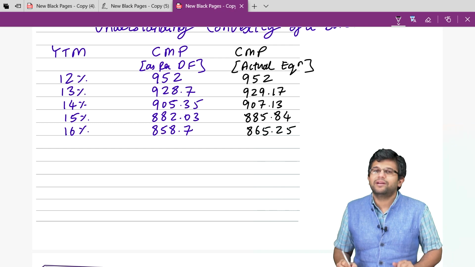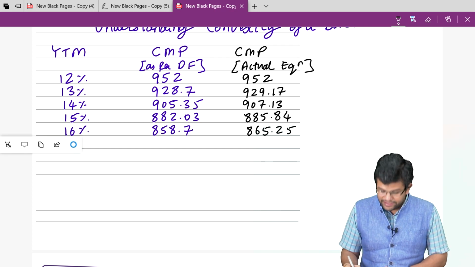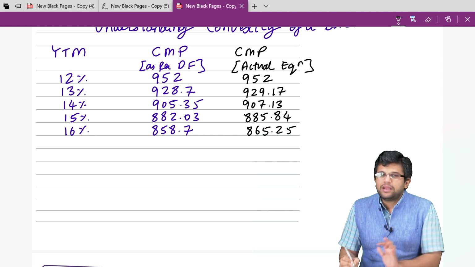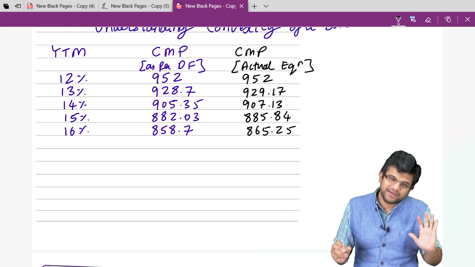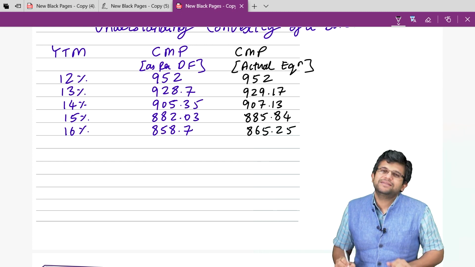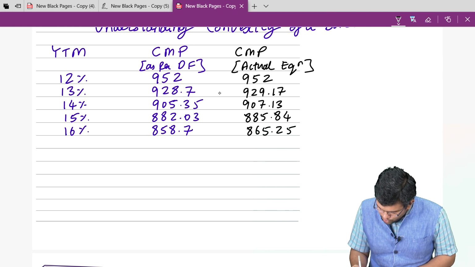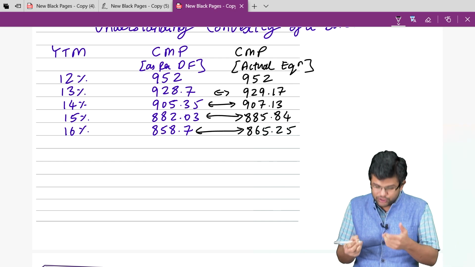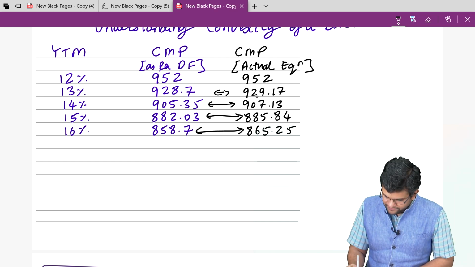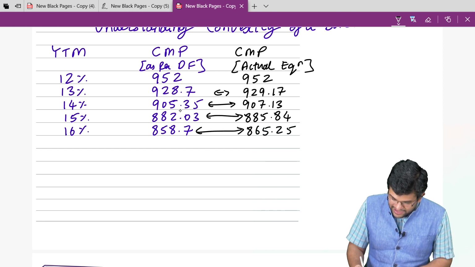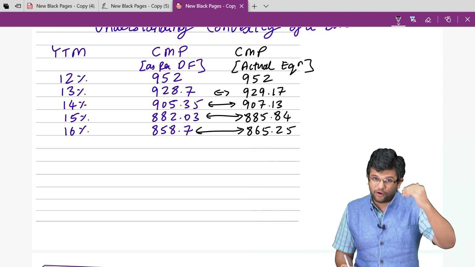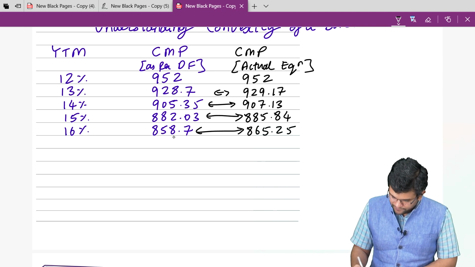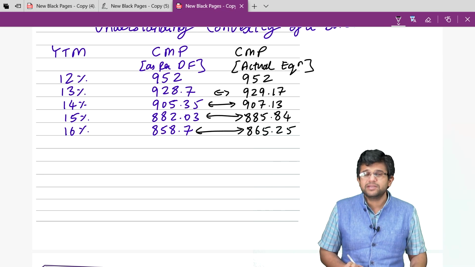Now, children, can you see here that the actual current market prices are slightly different from what the derivative function was promising us? Everybody clear? They are slightly different. Why is there a difference? And can you see the difference is slowly increasing? Everyone, can you see the distance is slowly increasing? 928.7, 929, minor difference. 905.35, 907, that is a 2 difference. 882, 885, almost 3.8 difference. 858 and 865, this is around 7 difference.